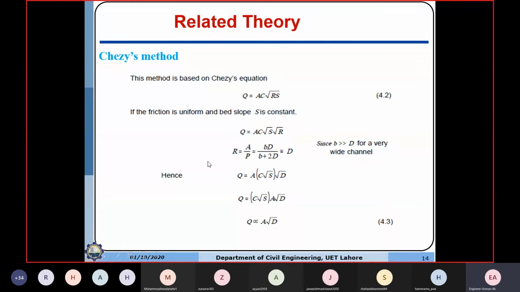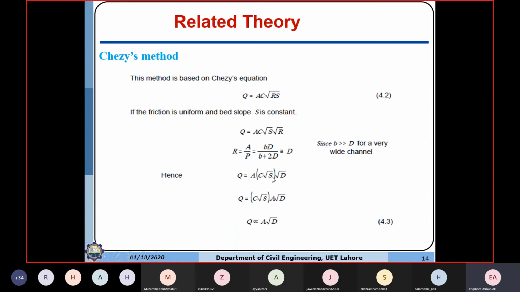So for wide channel we know hydraulic radius is area over perimeter. Area is B into D and perimeter is B plus 2D. And we know that in case of very wide channel, B is very large as compared to D. So B plus 2D or B will not make any difference. So it means that hydraulic radius is nearly equal to depth of flow in a wide rectangular channel.